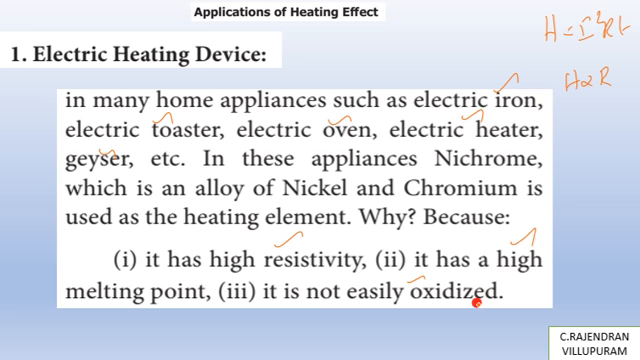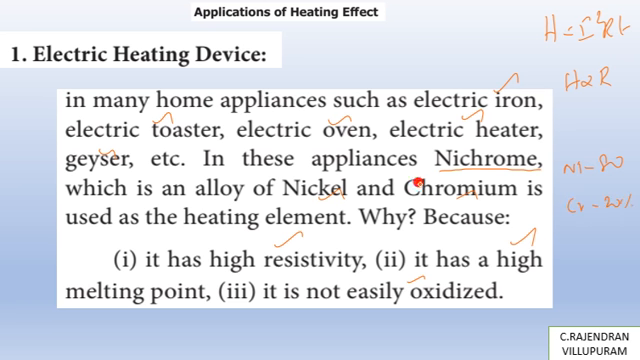It is not easily oxidized, meaning it does not easily react with the oxygen in the air to produce rusting. So the element used in the electric heating device should have all these three properties. For this, we are using an alloy, that is, we call it nichrome, which consists of nickel and chromium. These are the two metals used in nichrome, where nickel makes up 80% and chromium makes up 20%.